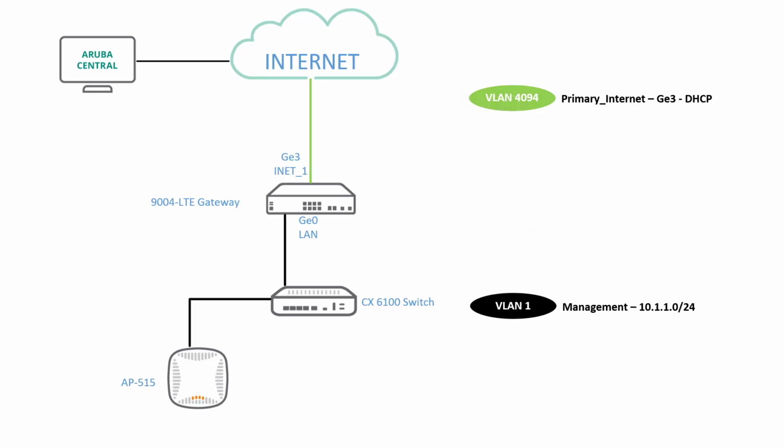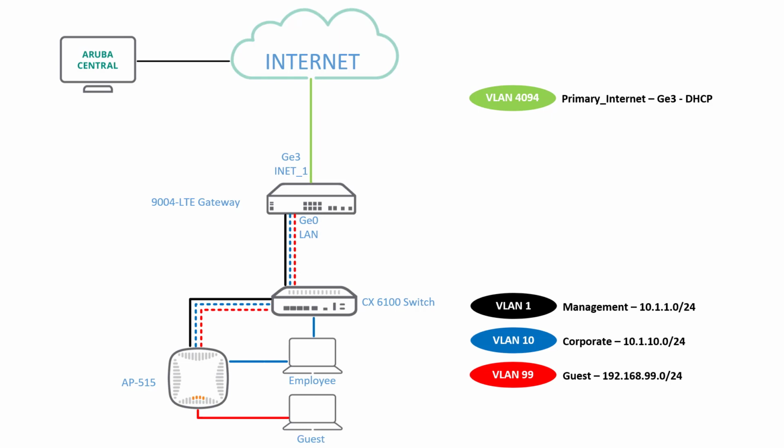In the previous two videos, we connected our branch gateway to the internet, set up a management LAN, and provisioned our switch and AP into Central. In this video, we'll configure a corporate and a guest network, and all of our network devices.